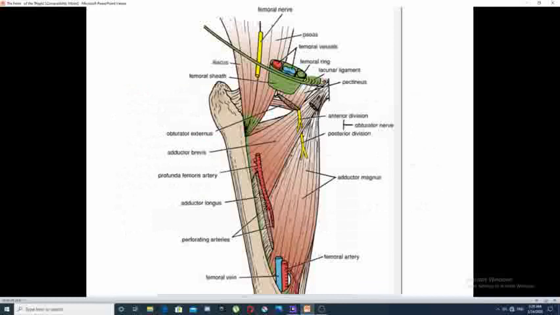This is the femoral canal. As you see, it is opened above into the abdominal cavity by an opening called femoral ring.